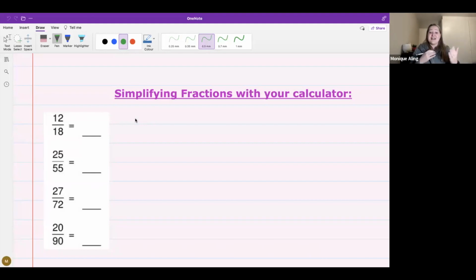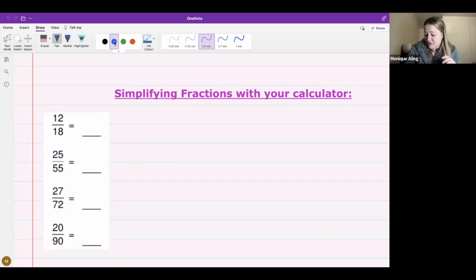All right, now learning how to simplify fractions with your calculator. Normally, when we simplify a fraction, same thing as a ratio, we always try to find a number that fits into both. So we look at our numerator, the top number, and the denominator. So it's 12 and 18.